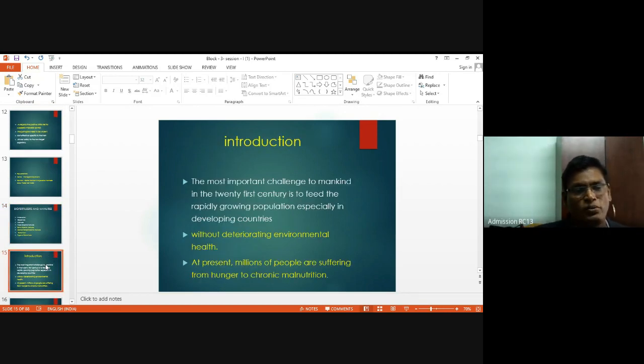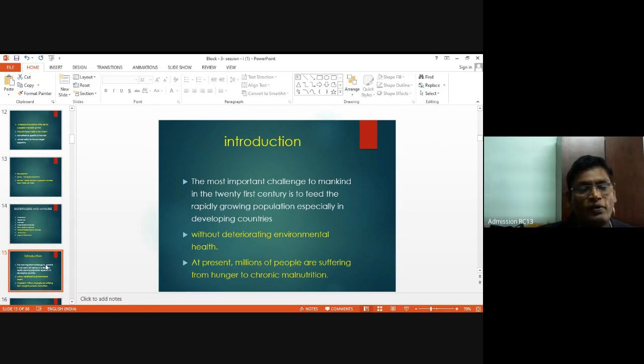So, the most important challenge to mankind in the 21st century is to feed a rapidly growing population. That's already said. Why are we repeatedly telling this? Because of the production of food from the same available agricultural land, particularly in the developing countries. In the entire world, the land availability is only that much. But what is happening? The population, the human population particularly, keeps on increasing. To meet the demand with the same stipulated available land, we need to fulfill our food requirement. If you keep on producing, harvesting, and cultivating, the land has its own limitation.